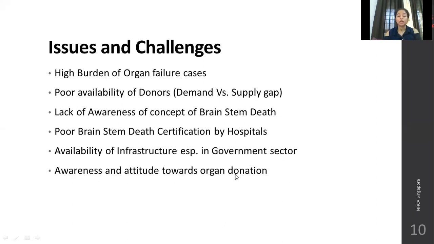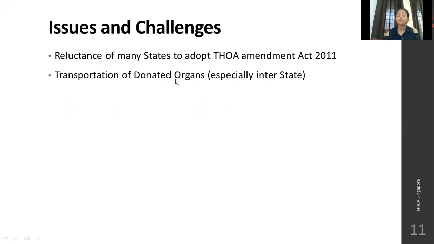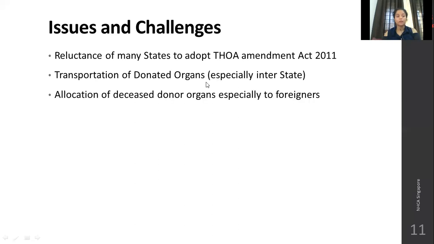Awareness and attitude towards organ donation: because of some cultural and social beliefs, people don't believe in organ donation. Organ trading, which is a criminal offense, also takes place. Reluctance of many states to adopt the Delhi Amendment. Transportation of donated organs, especially interstate transportation, has to be done, given the condition of our road structure, how the roads are being constructed in India, how underdeveloped we are, given all these factors.